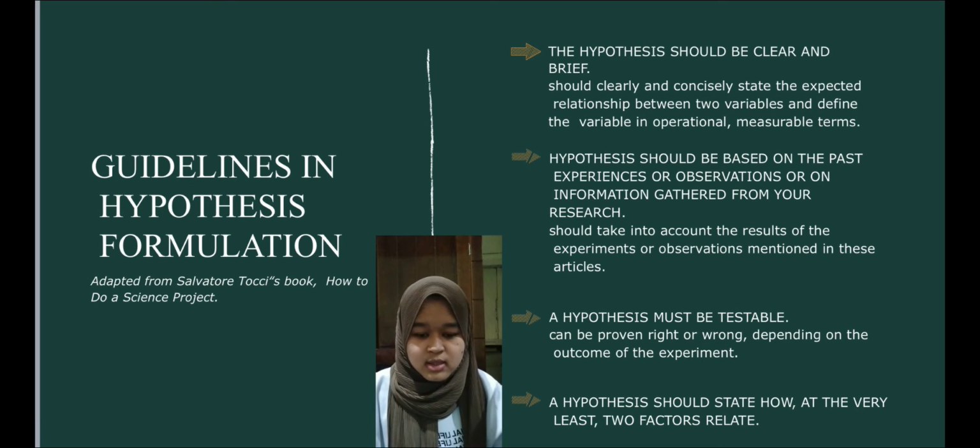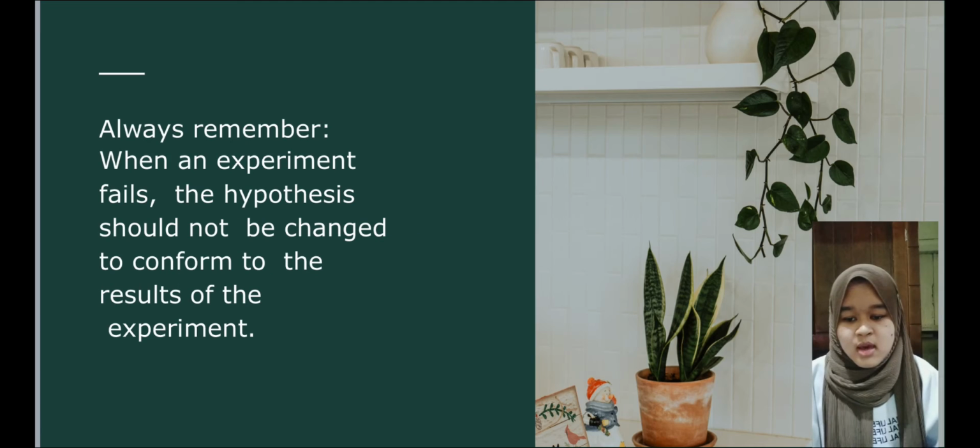Next, hypothesis must be testable. It can be proven right or wrong depending on the outcome of the experiment. And the last thing is hypothesis should state how, at the very least, two factors relate. And always remember that when an experiment fails, the hypothesis should not be changed to confirm the result of the experiment.